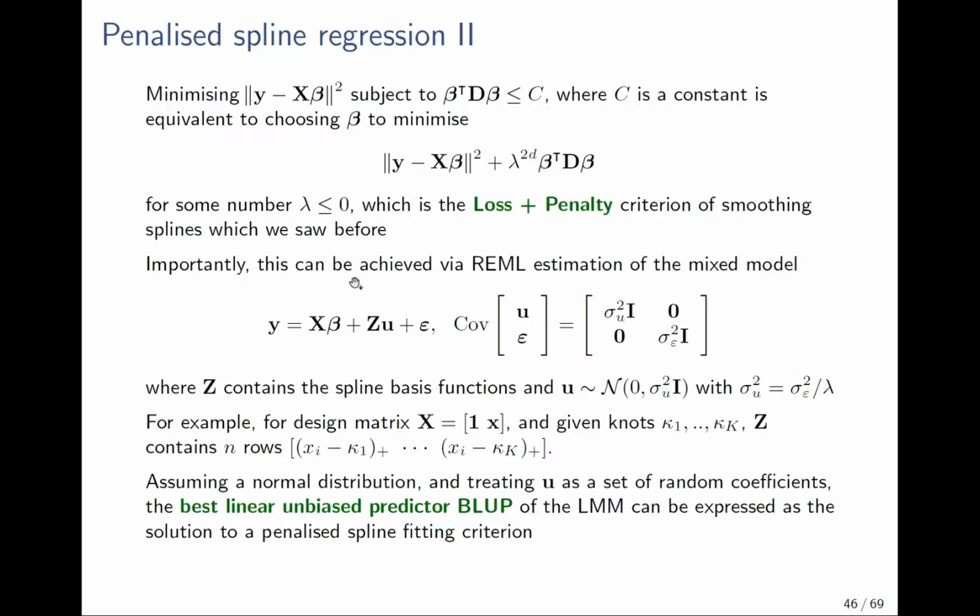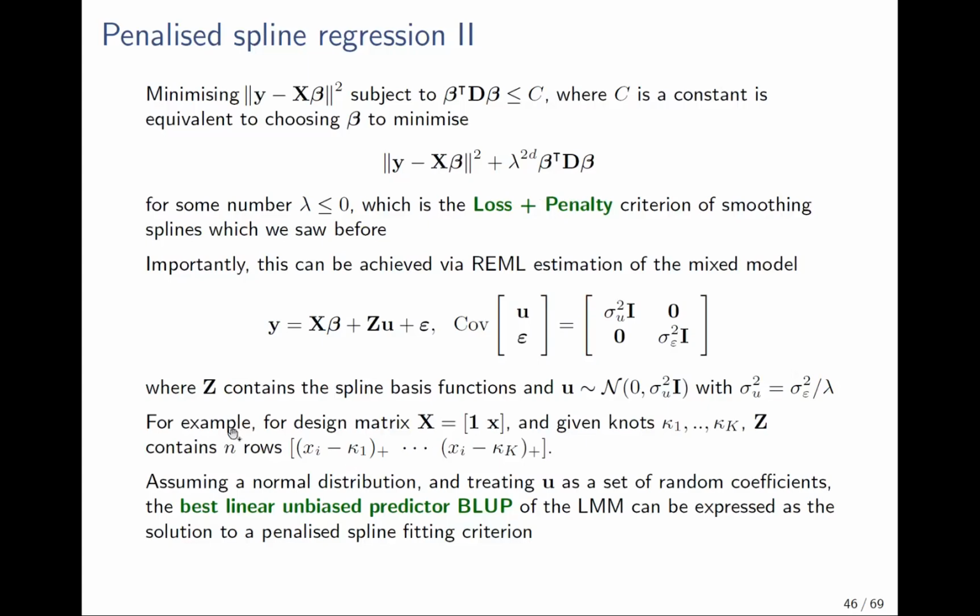And importantly, and this is really the main point I want to make in this part of the lecture, this can be achieved very simply by REML estimation of the mixed model. So if we write our mixed model in this form here, where Z contains the spline basis functions and the random coefficients U are assumed normally distributed with variance sigma squared U, sigma squared U is equal to the variance of the error term divided by lambda. So a mixed model framework can give us a direct estimate of the penalty term.